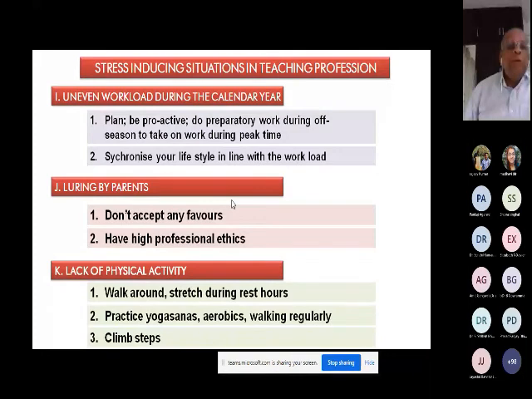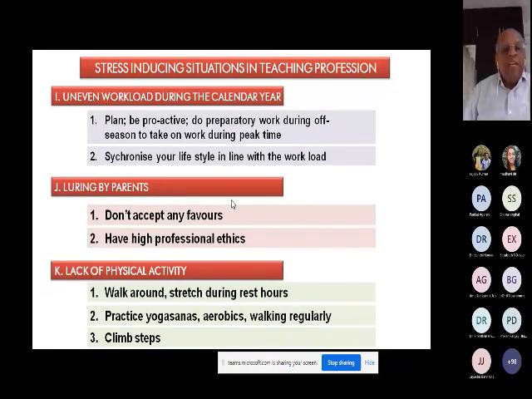Synchronize your lifestyle with respect to your workload. Suppose the workload is very high, cut down on other activities. If the workload is less, increase your other things like reading habits or being with friends usefully. Luring by peers: don't accept any favors from anybody for that matter. From students, no favors, no obligation.